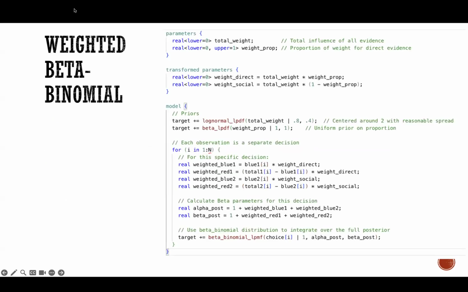And the way that we do that is we have now as parameters the total weight, the total influence of all evidence, and the proportion of weight for direct evidence. Then we have a new chunk, the transformed parameters, which we've already seen in the multi-level modeling, where we define weight direct as total weight times the proportion for weight direct. And for weight social, the total weight times 1 minus the proportion for weight direct.